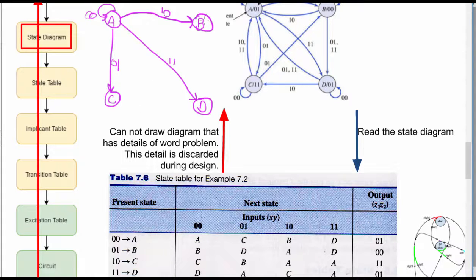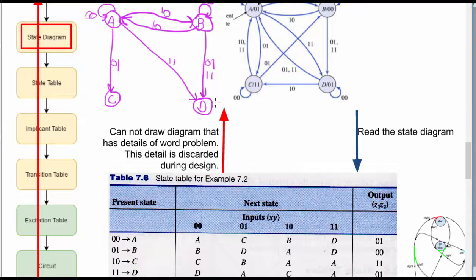Okay, B stays at B if it's a 0, 0. And B goes to D if it's a 0, 1. And B goes to A if it's a 1, 0. And B goes to D if it's a 1, 1. So it goes to D if it's a 1, 1 also.